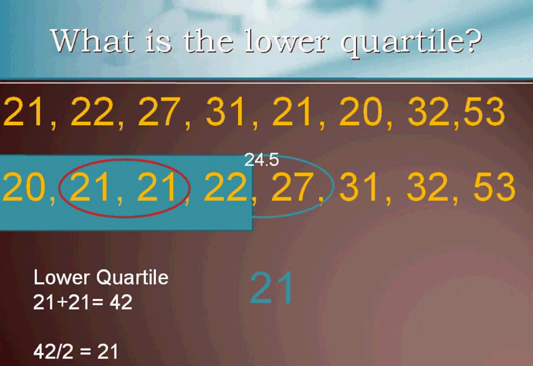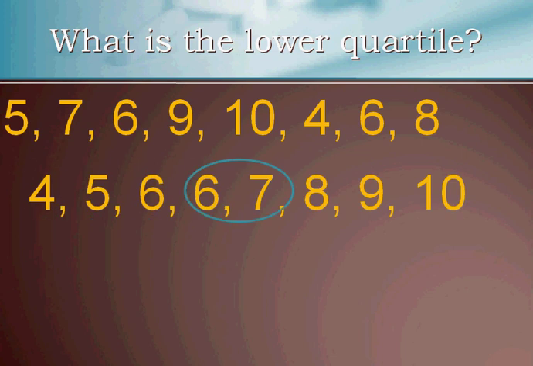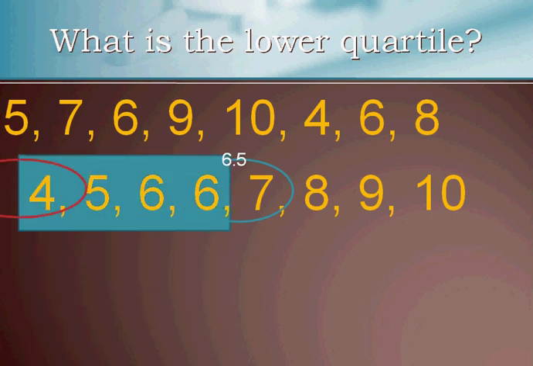New set of numbers, put them in order least to greatest. Find the median. I have to average these 2 numbers. Now we're going to find the lower quartile by finding the median of the lower half of the data. Again, we have 2 numbers that we need to average, and the lower quartile is 5.5.